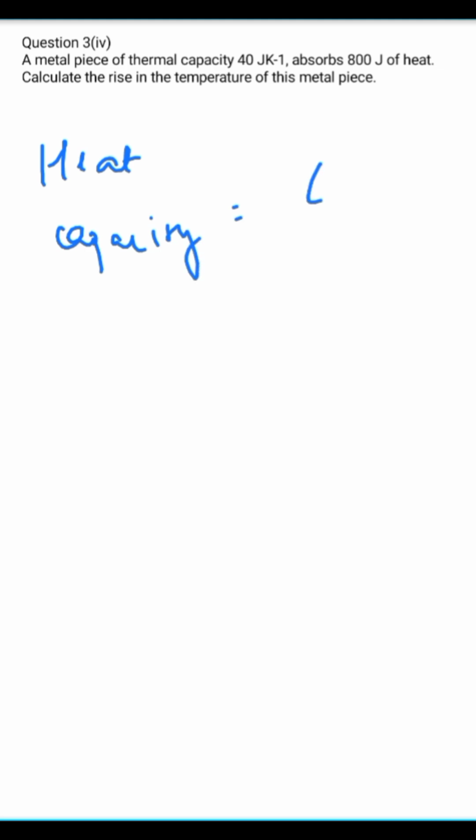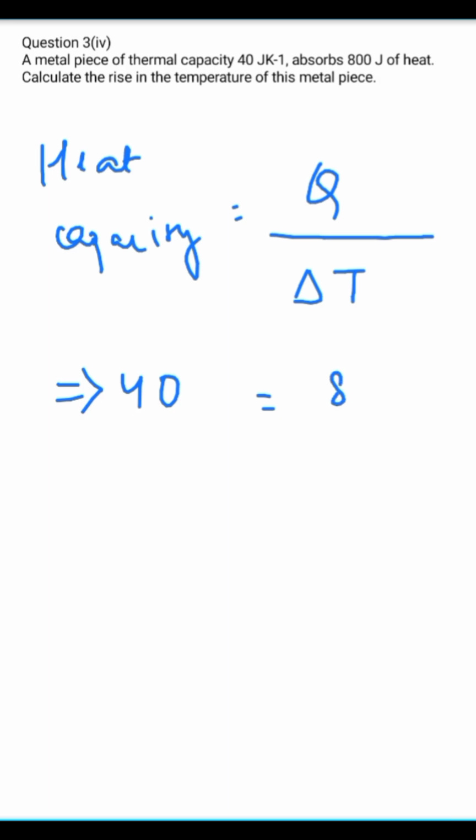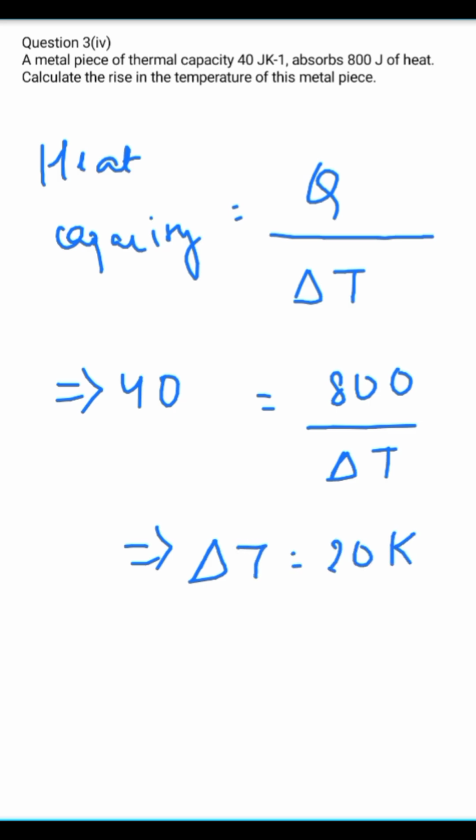the heat absorbed divided by the rise in temperature. So we have been given the heat capacity, that is 40. The amount of heat is given as 800. We have to find the rise in temperature. So the correct answer will be 20 Kelvin. This is the rise in temperature.